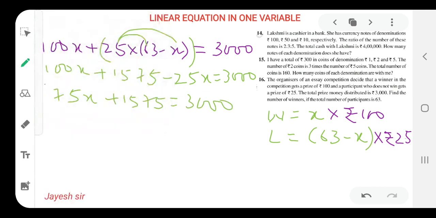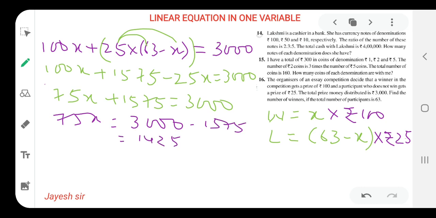Now what we are supposed to do is solve it easily, as we have done this type of sums previously also. 75x would be 3000 minus 1575, that is 1425. We can directly write that as the value for 75x. We need to find x, so by transposition, 1425 divided by 75. What would be the value of x, friends? We can directly say the value of x would be 19. So from that we have got the value of x.